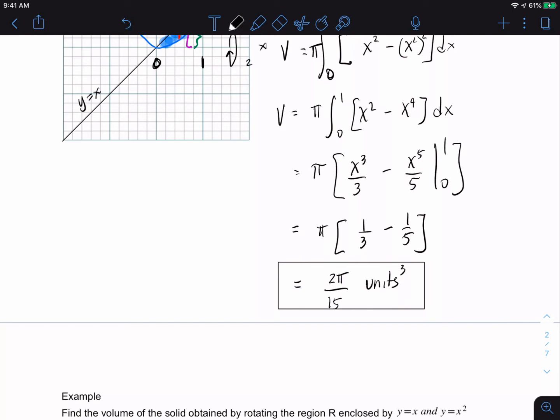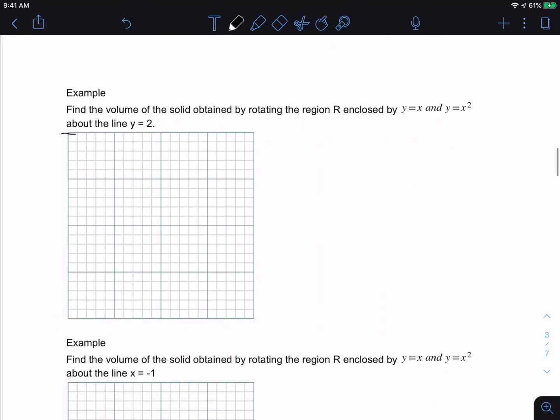Are we okay with that? Does anyone need clarification on those numbers? No, we're good? Okay, cool. Then let's go on to the next example. And now I'm going to make things even harder. Okay? It's time to make a little bit of a jump.